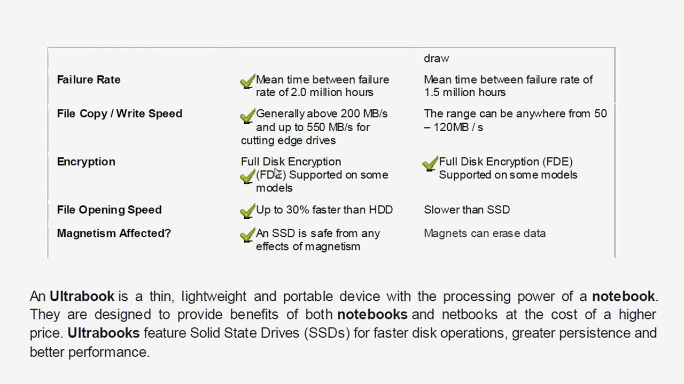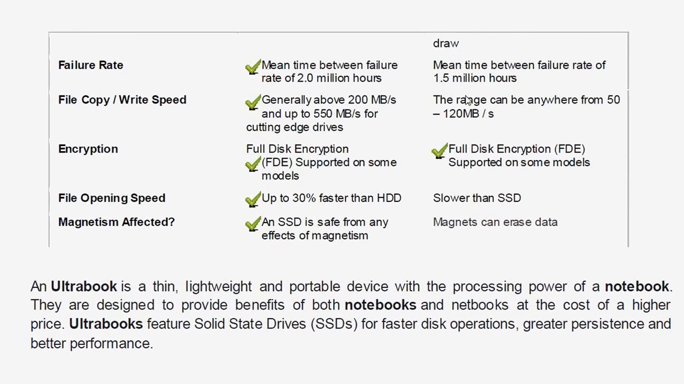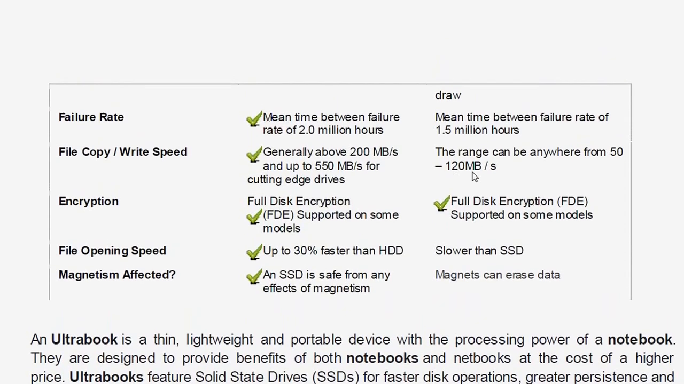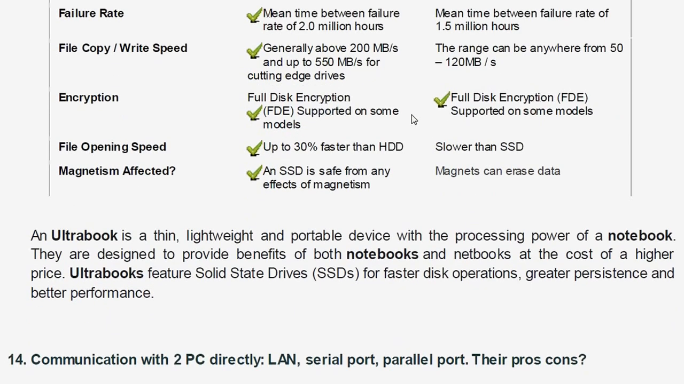And if we talk about the file copy or writing speed, solid state drives are much faster. Their writing speed varies from 200 MB per second to 500 MB per second. In case of hard disk drive, it varies from 50 to 120 MB. And encryption, solid state drive supports full disk encryption, and the hard disk drive also supports full disk encryption. File opening speed, since SSD is 30% faster than hard disk drives.